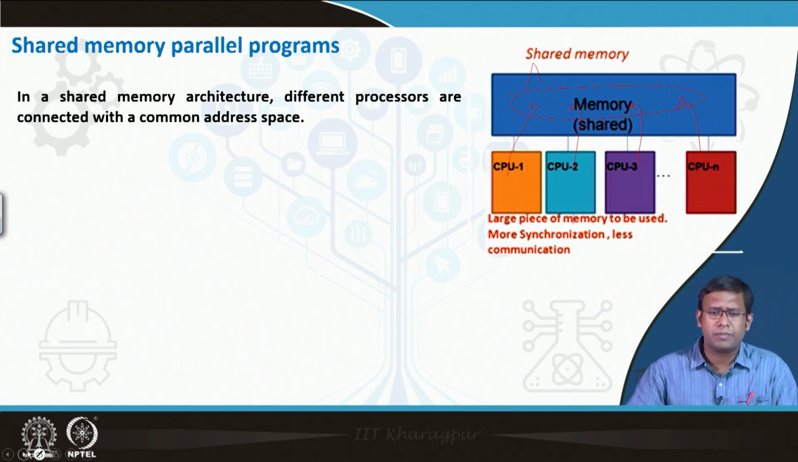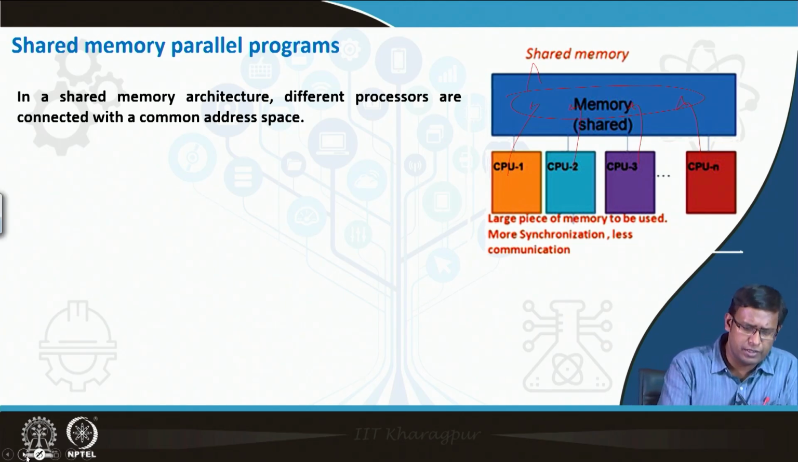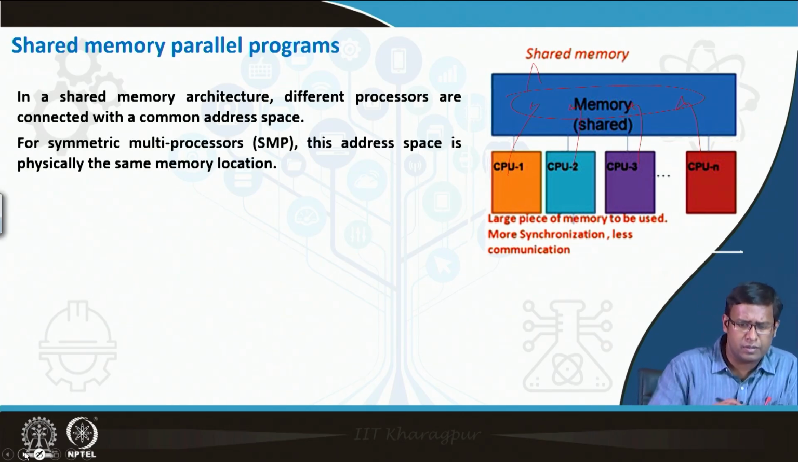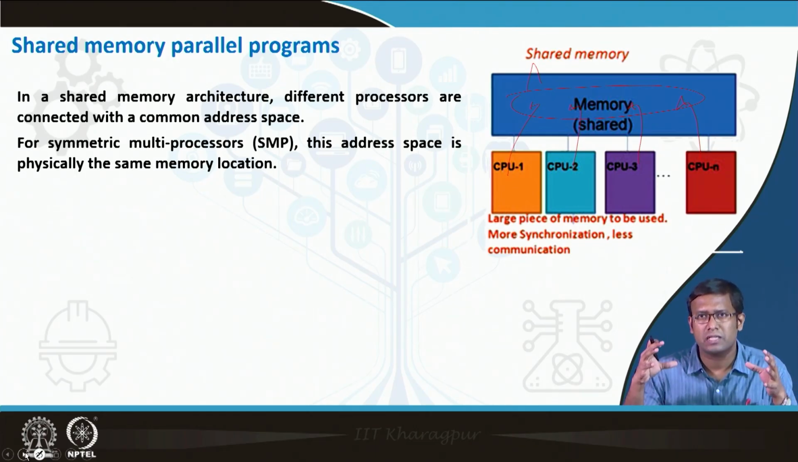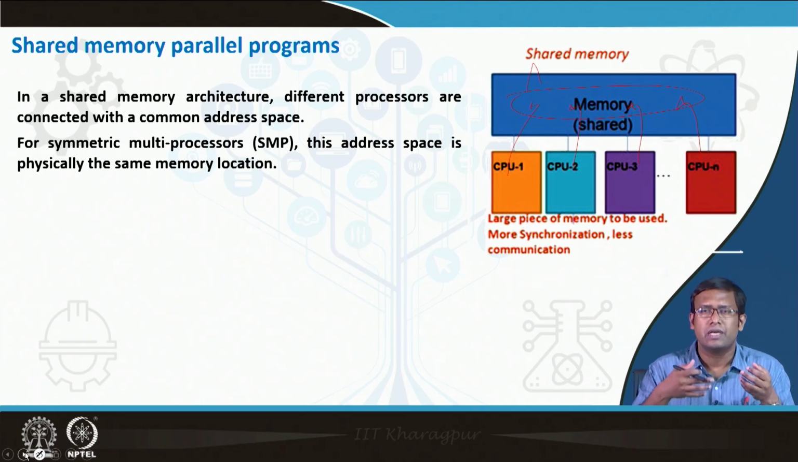So in a shared memory architecture, different processors are connected with a common address space. For symmetric multiprocessors, what is symmetric multiprocessors? There is a single, physically connected chunk of memory, and all the CPUs are connected to that chunk of memory, and we also call it uniform memory access, or UMA. This architecture we discussed in our first week's class.